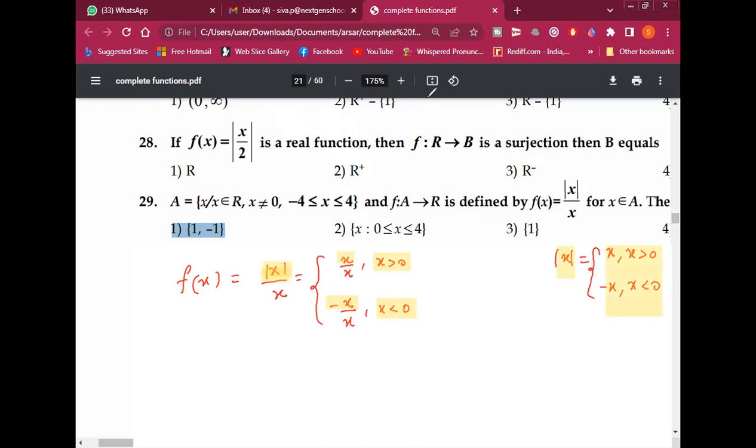So look at these values. Is there any cancellation possible here? Yes. For x greater than 0, x goes into x one time. There is also a minus 1: for x negative we have minus 1, and for x positive we have plus 1. So it was clear that this was the range, the output for any value of x, because they cancel themselves. So the range was plus 1 and minus 1.